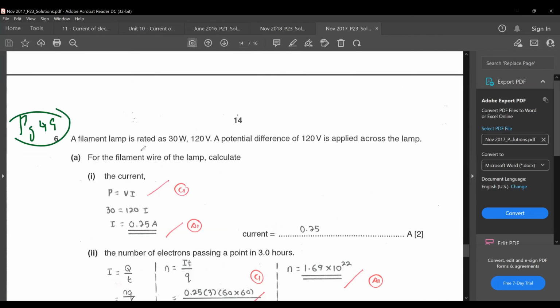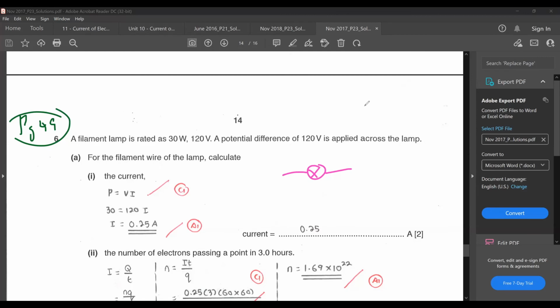So they tell you have a filament lamp, you have a PD of 120 volts across the lamp. What is the current through the lamp? If you know that it is having a PD of 120 volts, and having a power of 30 watts, so this one you can just strictly speaking use P equals to VI, 30 equals to 120I equals to 0.25 ampere. Okay, so this one is okay.